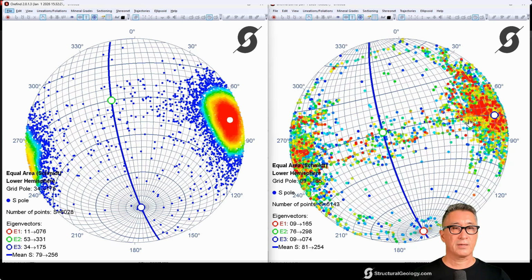The good thing about this technique is that it's not influenced by core rotation, whereas this could be influenced by core rotation. So this is something that needs to be taken into account. This data set checks out quite well. I'm quite happy to say that there is really no rotation in the foliation data in this data set.